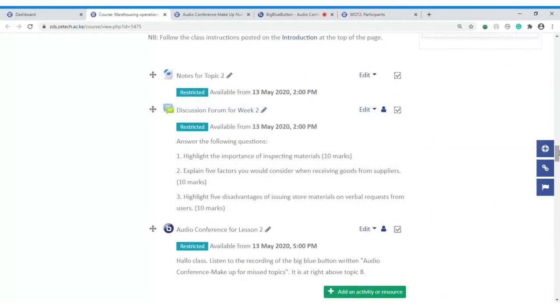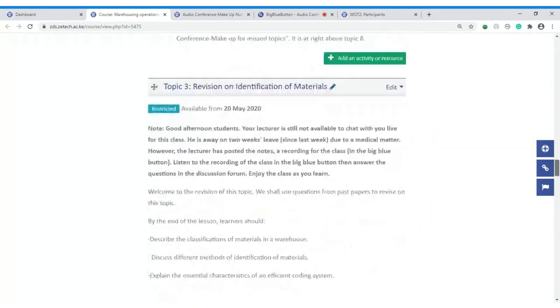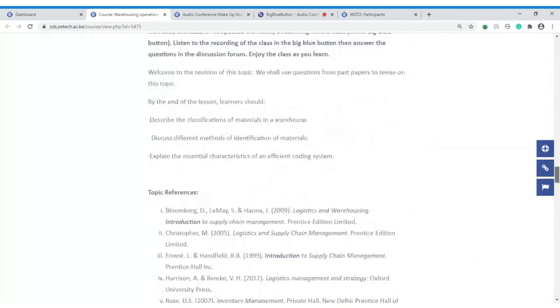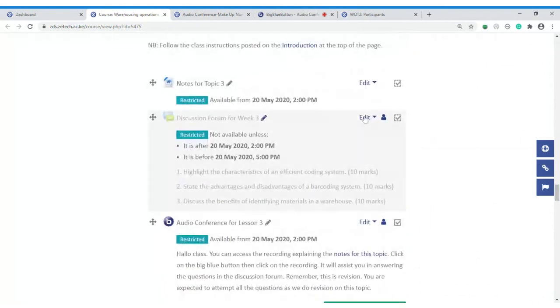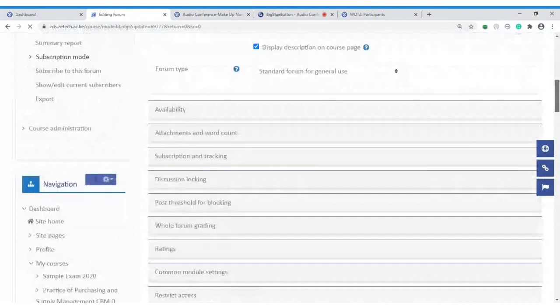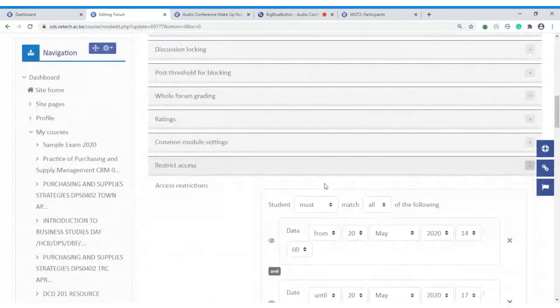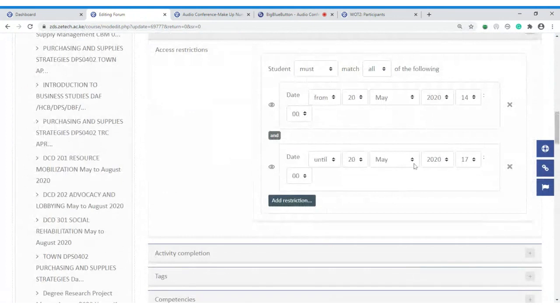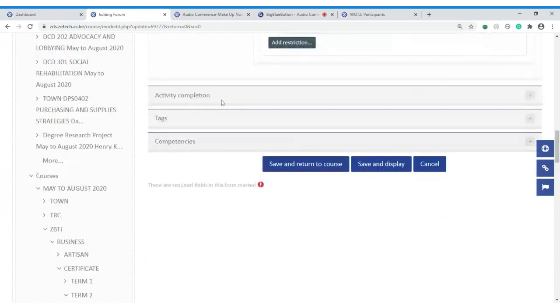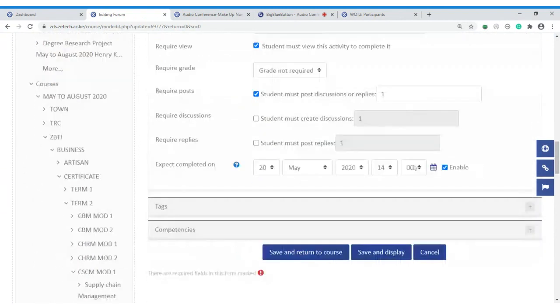Today, we are attempting the questions in revision in topic 3, revision on identification of materials. So there will be questions on identification of materials, and I want to unrestrict that just now. You have until 5 p.m. to do that, and then I will make my comments. Let me unrestrict it. So today is June the 24th. Until 5 p.m. you have the ability to do that.